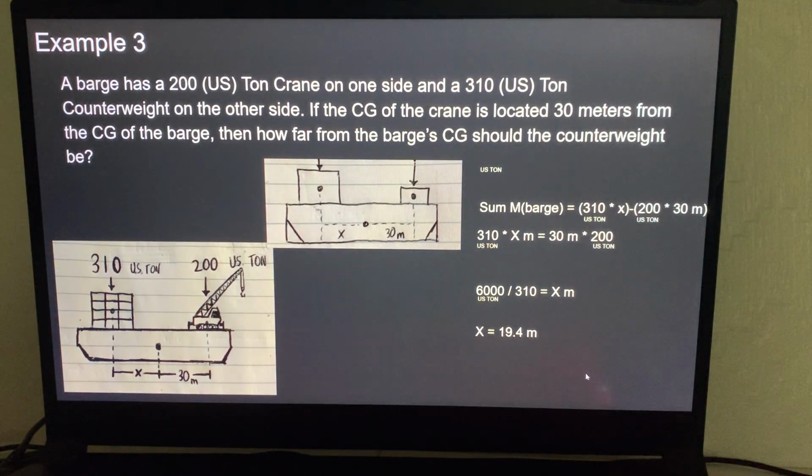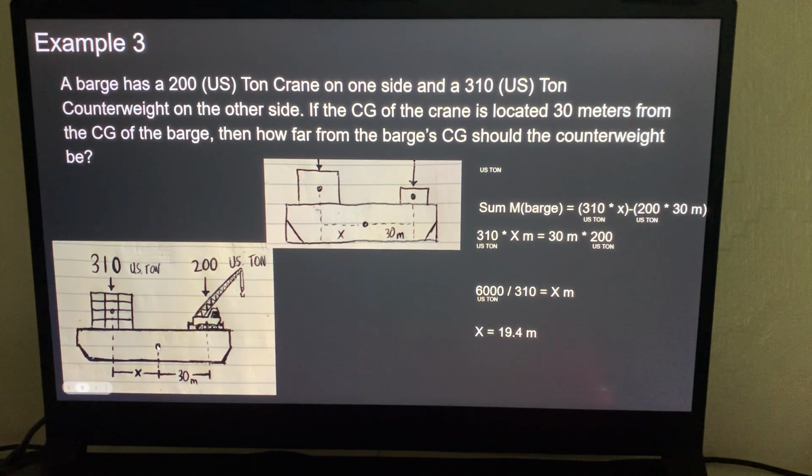This is our third example. A barge has a 200 US ton crane on one side and a 310 US ton counterweight on the other side. If the center of gravity of the crane is located 30 meters from the center of gravity of the barge, then how far from the barge's center of gravity should the counterweight be? So in this diagram down here, you can see that we have the 200 US ton crane, 30 meters from the center of gravity of the barge, and the 310 US ton counterweight that is X distance from the center of gravity of the barge. We can use a moment equation.